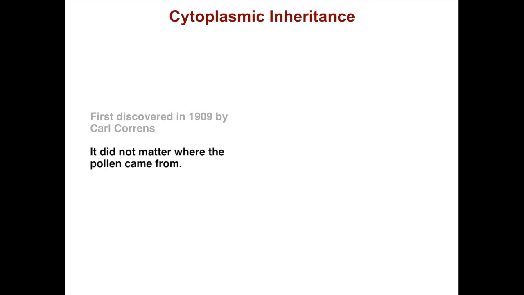Cytoplasmic inheritance is another interesting twist on inheritance. It was first discovered in 1909 by Carl Correns. In plants, he found that it did not matter where the pollen came from, and this is only for certain plants, obviously. The seed origin determined the phenotype. Let's see what he did.